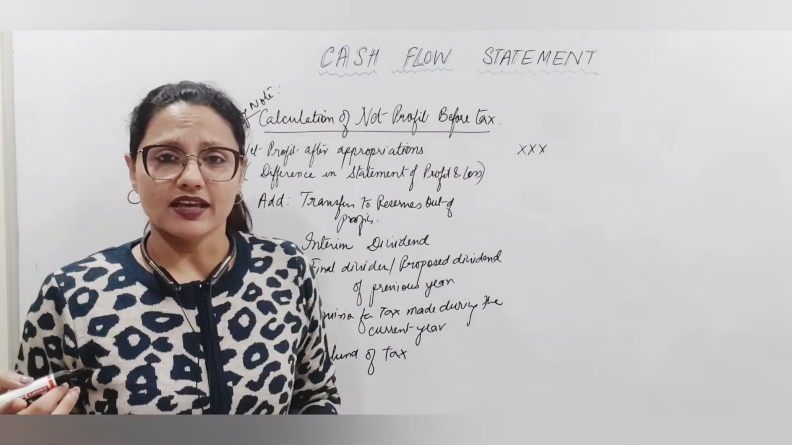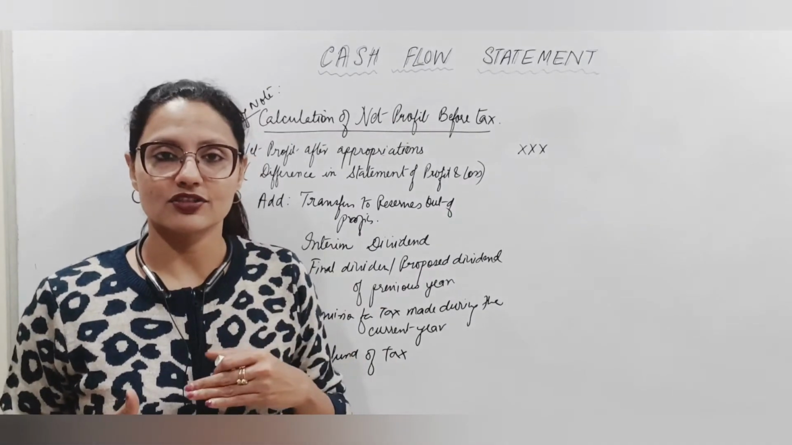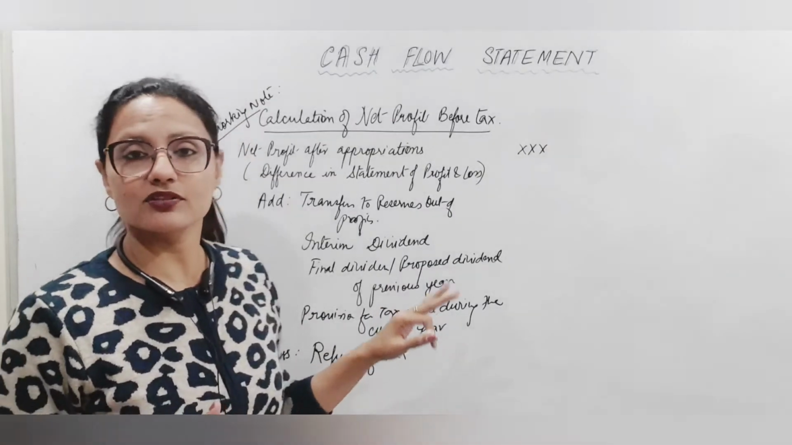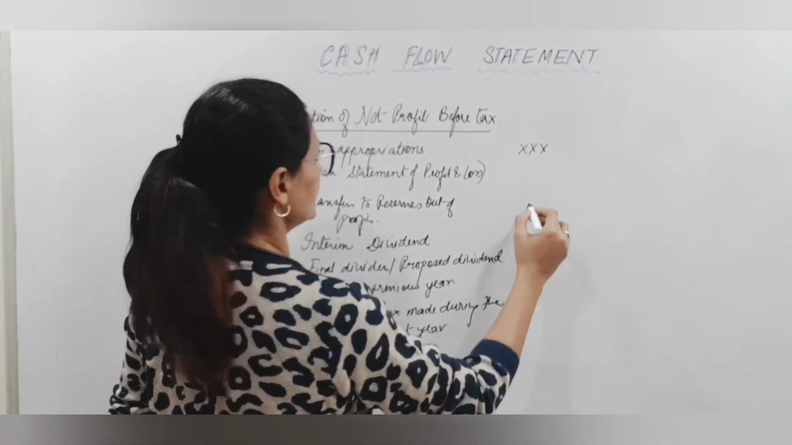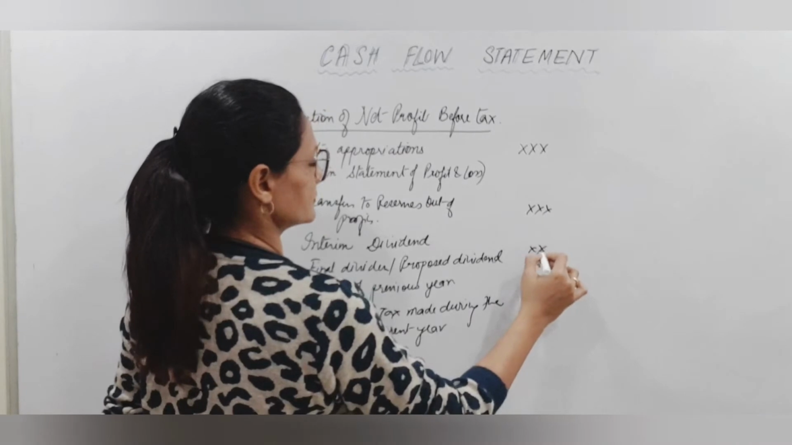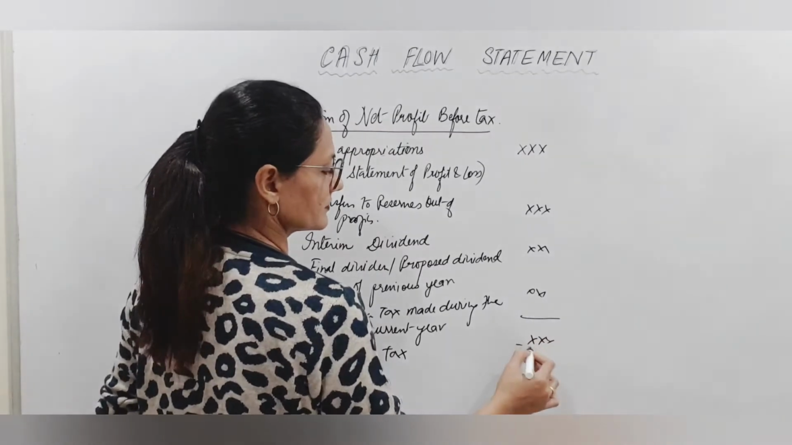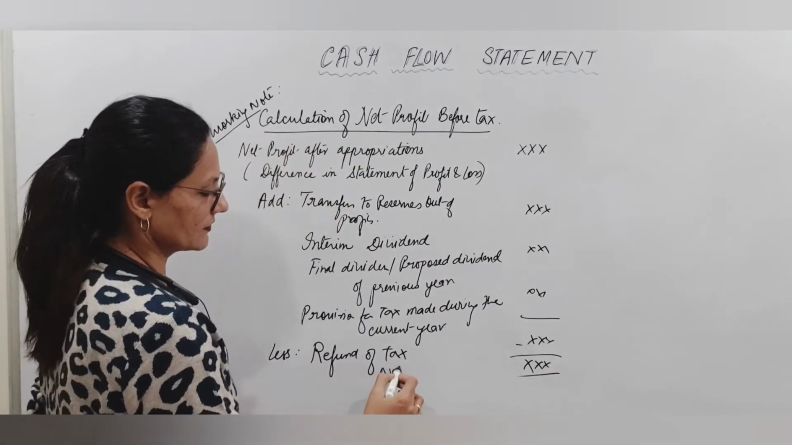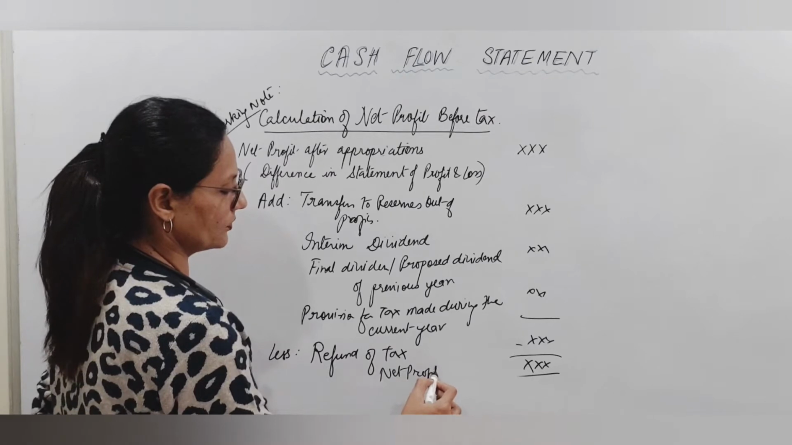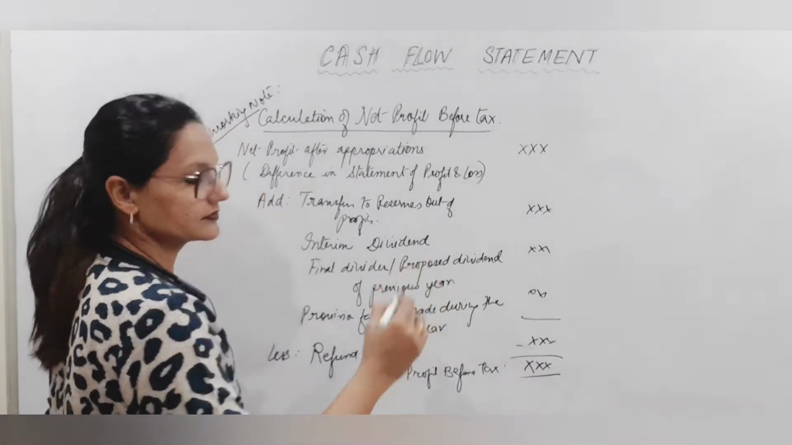Sometimes we pay excess tax. तो उसका पैसा अगर वापस मिल जाता है, अगर एक्सेस है तो रिफंड हो जाता है. That is also subtracted because I don't want any tax effect here. Okay. So this done, all of these items will be added. This will be subtracted, and we get net profit before tax. Alright?